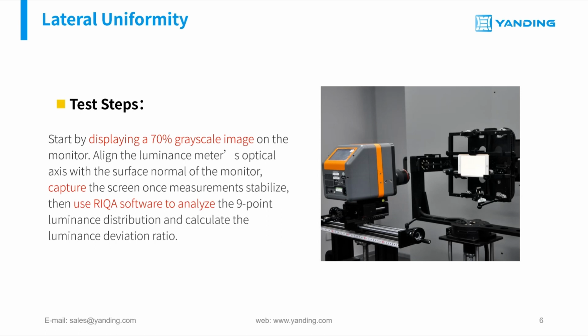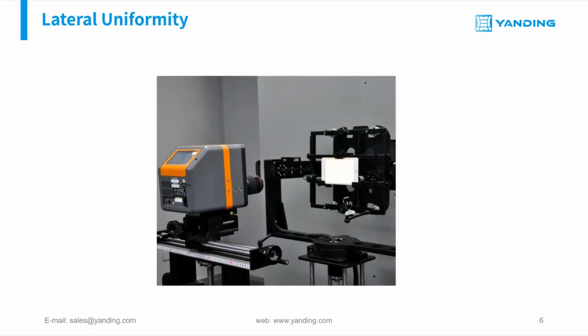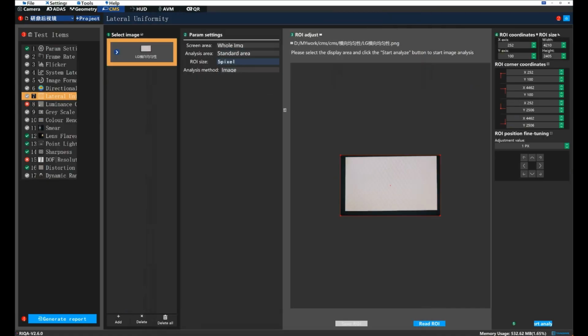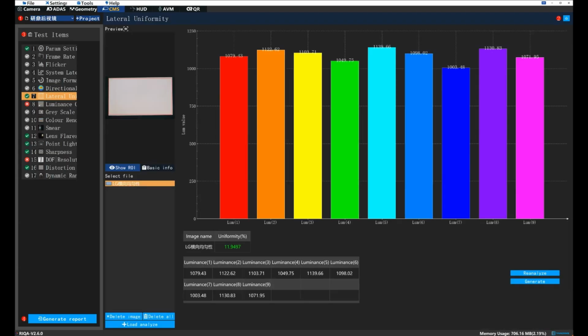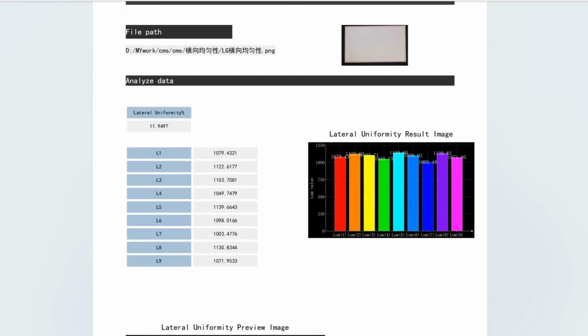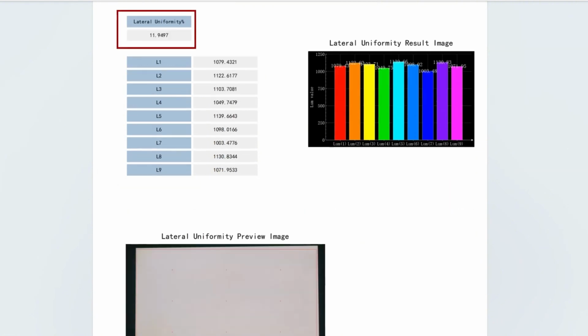Start by displaying a 70% grayscale image on the monitor. Align the luminance meter's optical axis with the surface normal of the monitor. Capture the screen once measurements stabilize. Then use RIQA software to analyze the 9-point luminance distribution and calculate the luminance deviation ratio. The luminance deviation ratio shall be less than 35% to meet the criterion of ISO 16505.